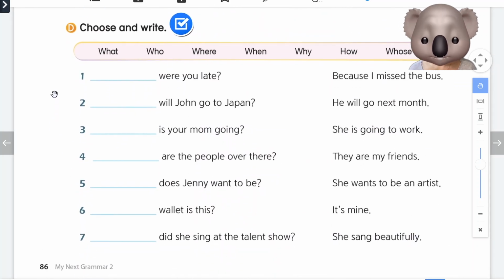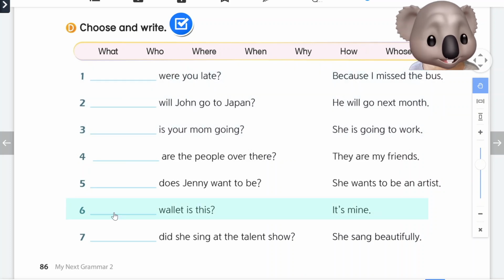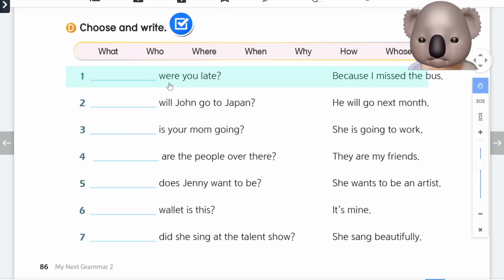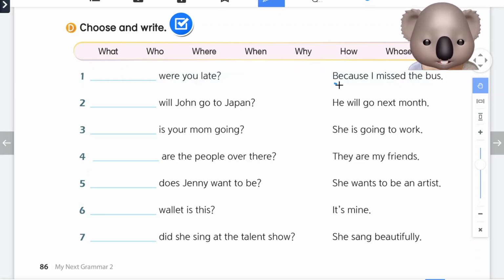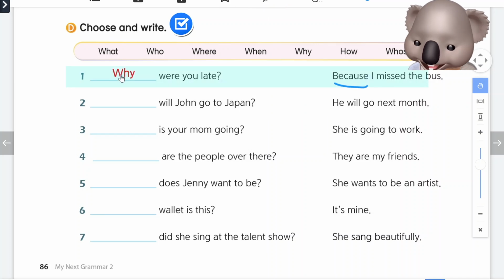Good job. In part D, we need to choose and write. We will use what, 무엇, who, 누구, where, 어디, when, 언제, why, 왜, how, 어떻게, whose, 누구가 to ask the questions. Number 1, were you late? Because I missed the bus. 여기 이유가 나오니까 질문할 때는 왜, why.